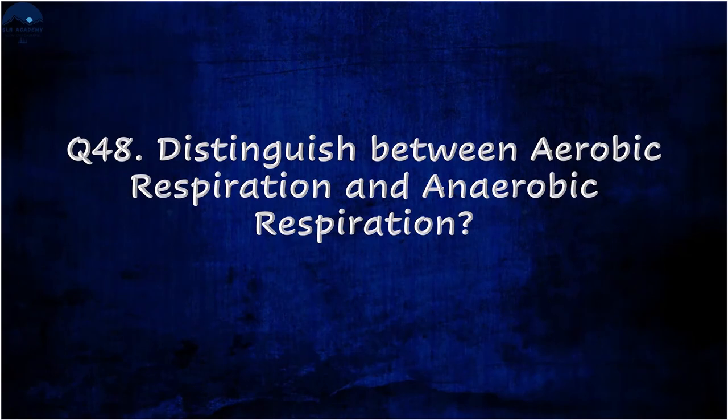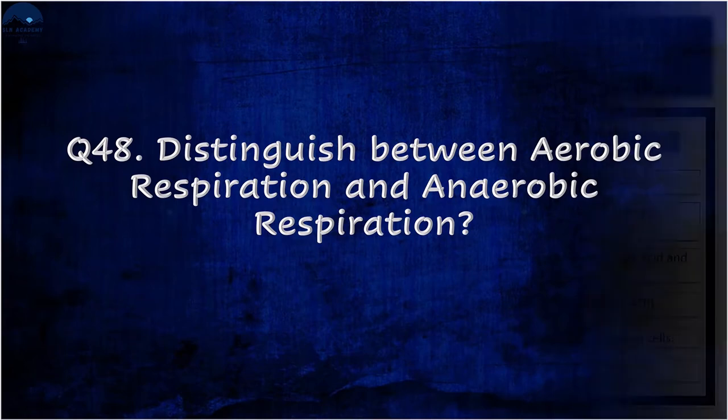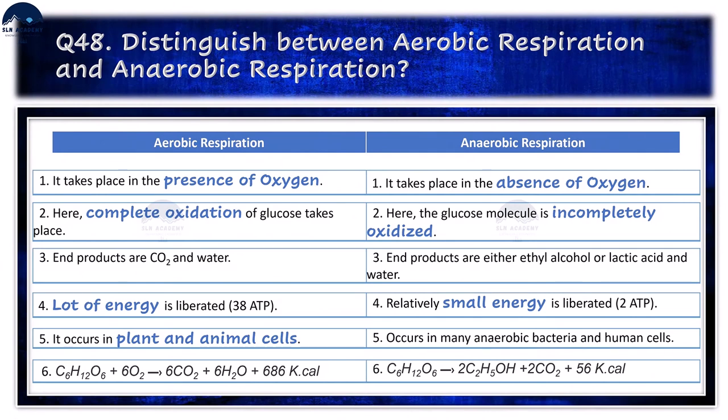Question 48. Distinguish between aerobic respiration and anaerobic respiration. Aerobic respiration takes place in the presence of oxygen. Anaerobic respiration takes place in the absence of oxygen. In aerobic respiration, complete oxidation of glucose takes place. In anaerobic respiration, the glucose molecule is incompletely oxidized. In aerobic respiration, end products are CO2 and water. In anaerobic respiration, end products are either ethyl alcohol or lactic acid and water.